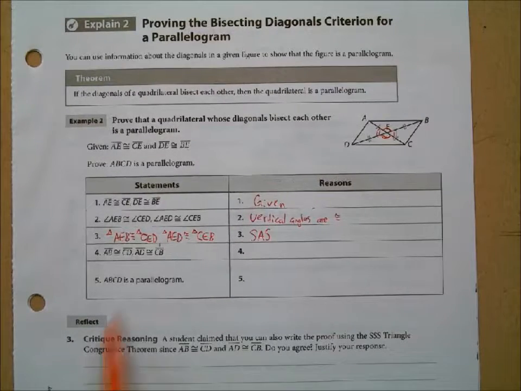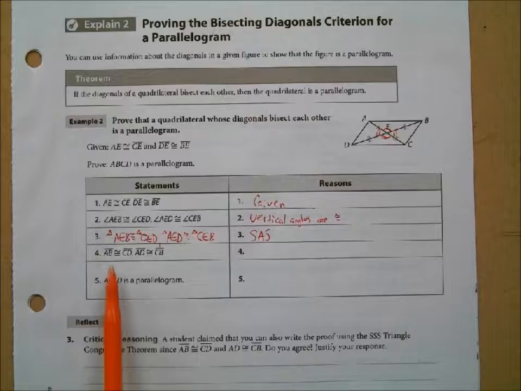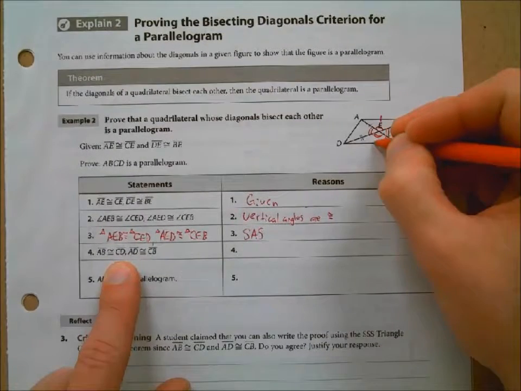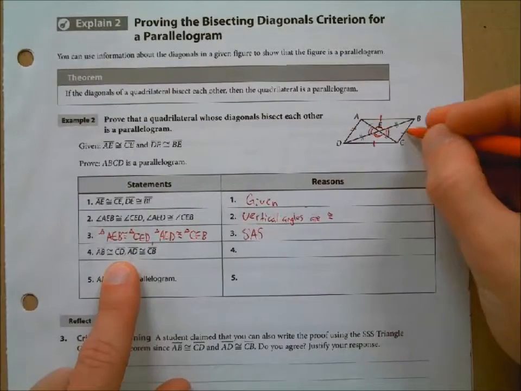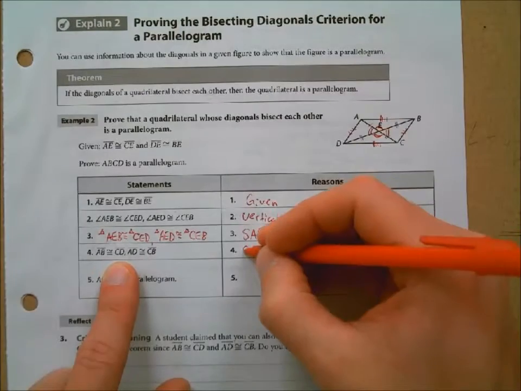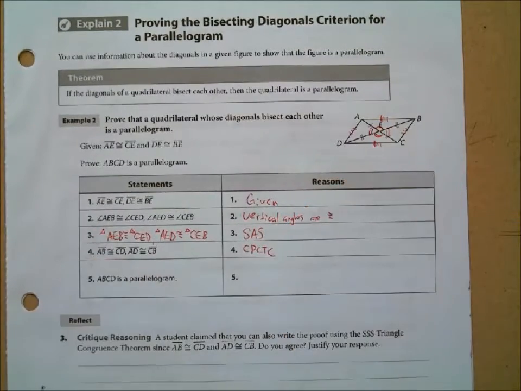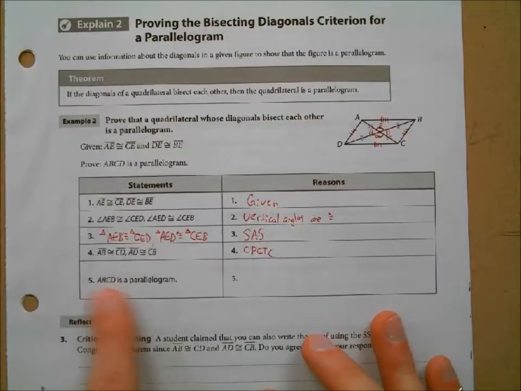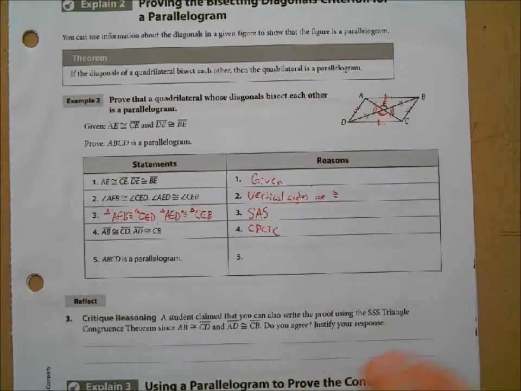And then how can we say that these parts must also be congruent? CPCTC. Oh, was that right? That was right. Oh, sweet. Okay, yes, CPCTC. They're corresponding parts of congruent triangles. They must be congruent. And here we can say ABCD is a parallelogram using one of our previous theorems.